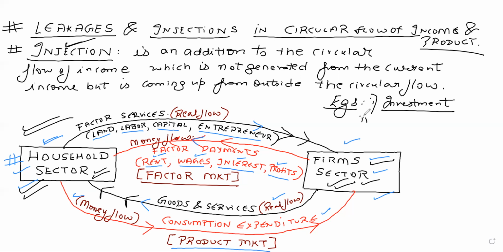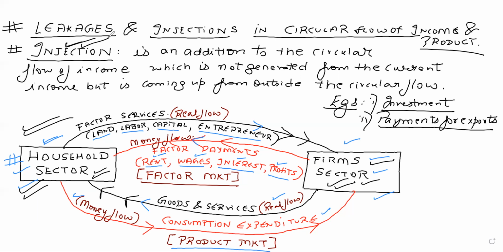Second particular example, payment for exports. Now, guys, just as we buy goods from foreigners, foreigners also buy goods from us. When foreigners buy goods from us, they will be paying us. Now, that is additional income coming in the economy, and that income is getting added to the existing flow of income in the economy. Hence, it is an injection.